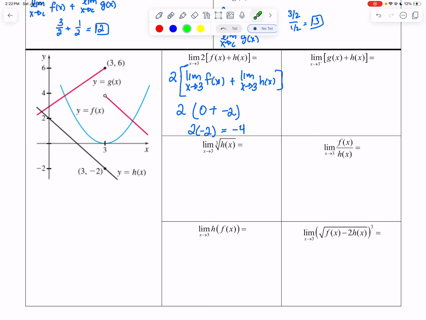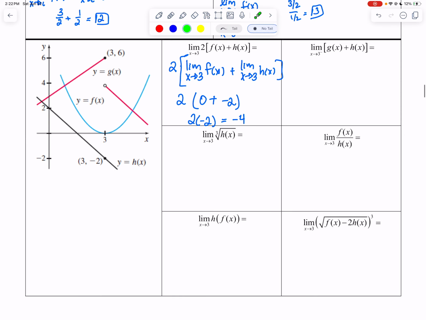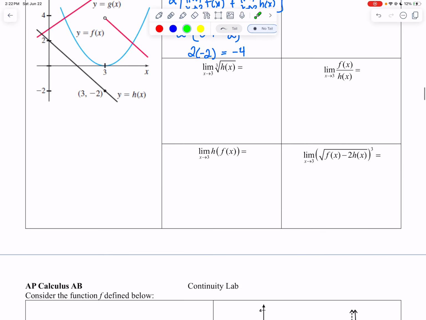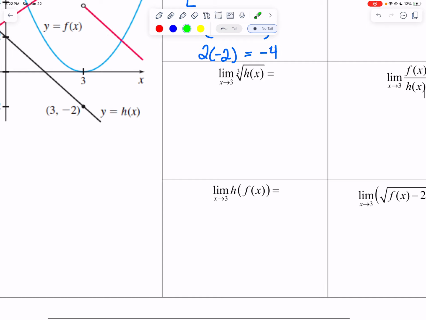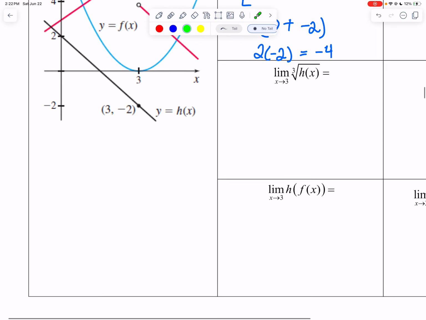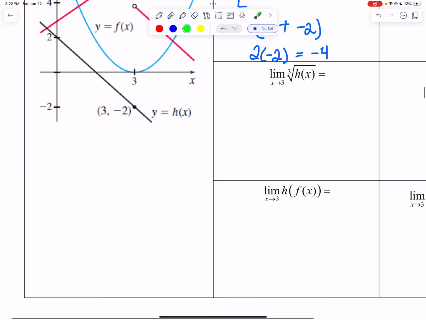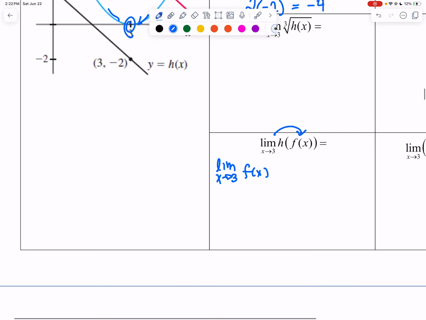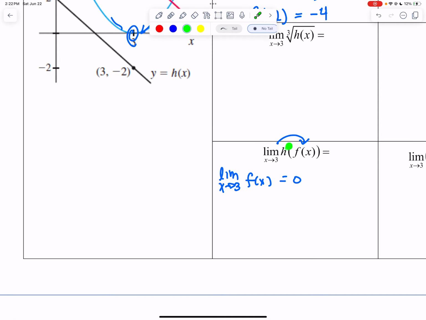But I am going to do this one right here, where I have the limit as x approaches 3 of h of f of x. This is a composite function, and we'll learn more about this in the next couple of days. But here, I'm going to take the limits of the inside function first. So the limit as x approaches 3 of f of x, and that's going to give me 0 right here.